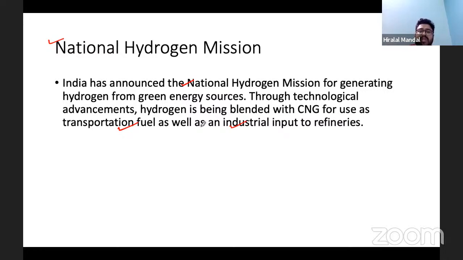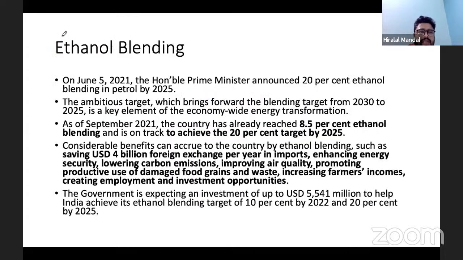Reliance has already started working on hydrogen energy. Similarly, Adani has also started working on hydrogen energy. So that is considered the future of energy. Apart from that, the government has also pushed for ethanol blending, and this is not the first time.